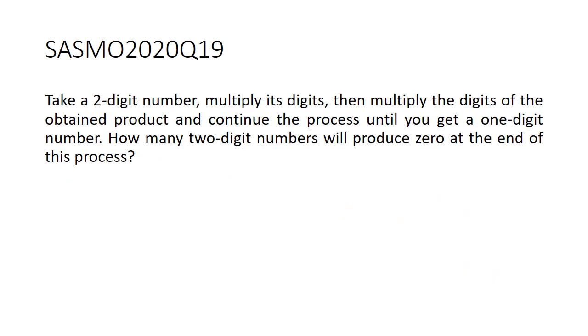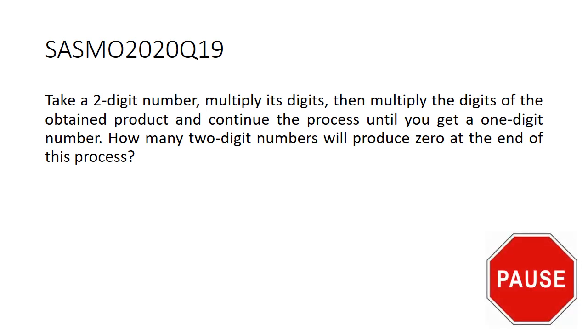Question number 19. Take a 2-digit number, multiply its digits, then multiply the digits of the obtained product and continue the process until you get a 1-digit number. How many 2-digit numbers will produce 0 at the end of this process? Pause the video here and give this question a good try.